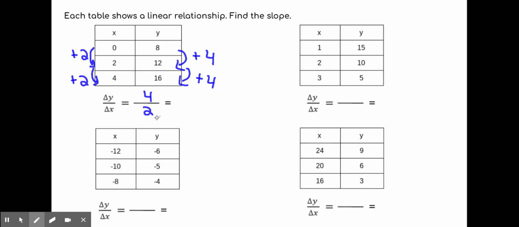This simplifies. You could put that in your calculator to see if it simplifies. 4 over 2 simplifies to 2. So the slope of the line, if we were to graph this, its slope is 2. Okay? All right, so I want you to try this one. Pause the video, try to find the slope from the table, then turn the video back on and check your work.